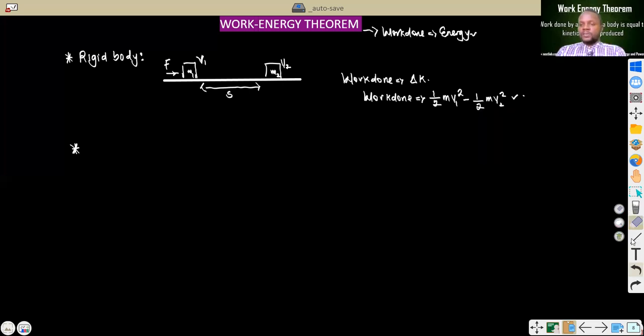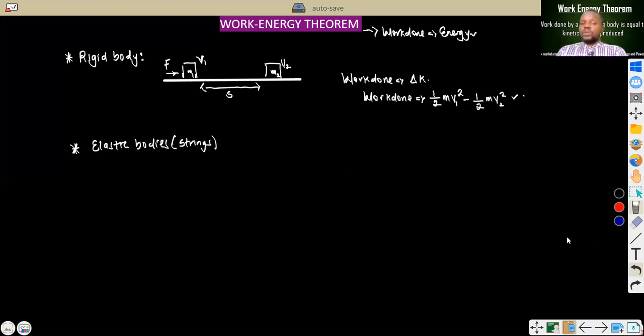So for springs, or let's say for an elastic body, anyhow you want to call it, the work done on an elastic body is stored in the form of what? Potential energy, which we have also talked about under the topic of elasticity.